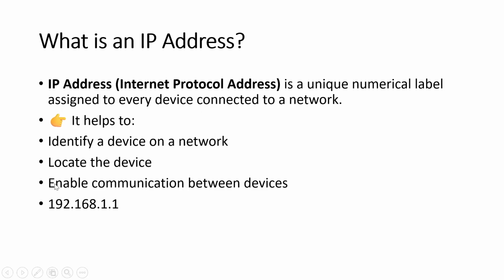For example, 192.168.1.1. This represents an IP address and this belongs to class C. The class ranges we'll discuss in the upcoming sessions. In a network, no two devices will have the same IP address. It cannot have the same IP address.